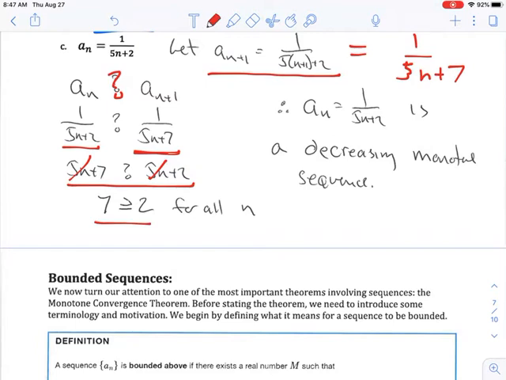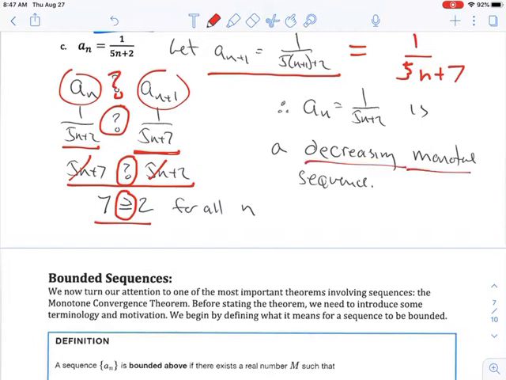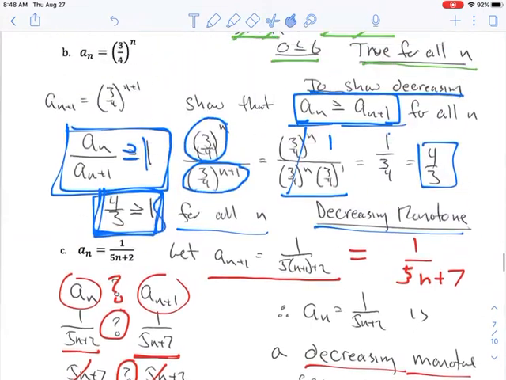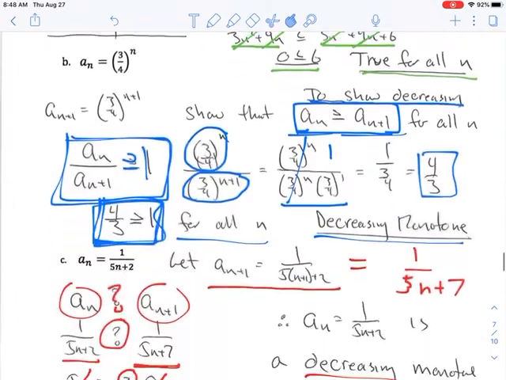Well, 7 is greater than or equal to 2 always. All right? So this is when I know which way to put the inequality sign. Here I didn't know which way to put the inequality. Here I didn't know, but here I do know. 7 is greater than or equal to 2 always. So therefore, since the left-hand side, a sub n, is always greater than the right-hand side, that means it is decreasing everywhere and therefore monotone. Is a decreasing monotone sequence. All right, so that's how you can determine if something is monotone algebraically or graphically.